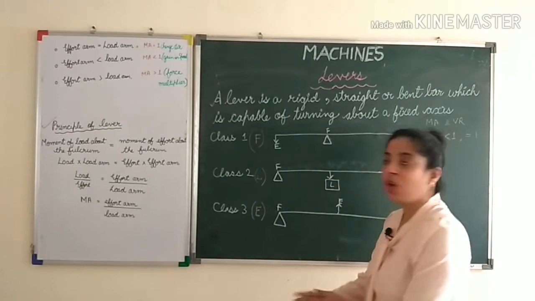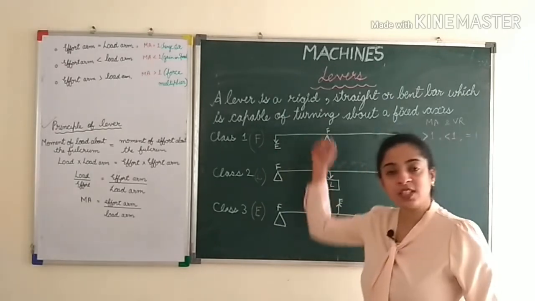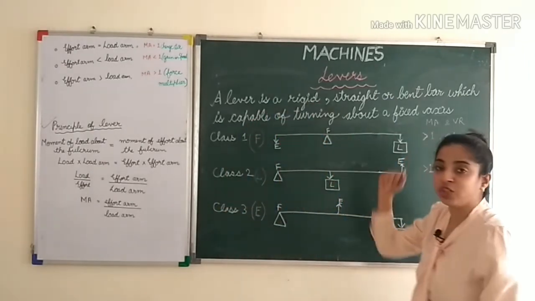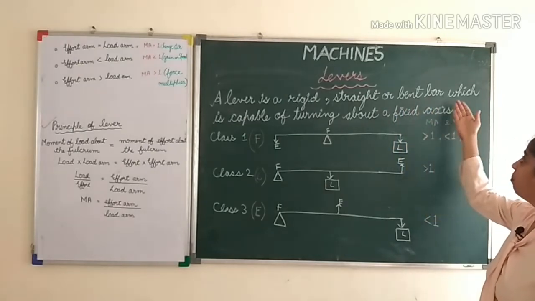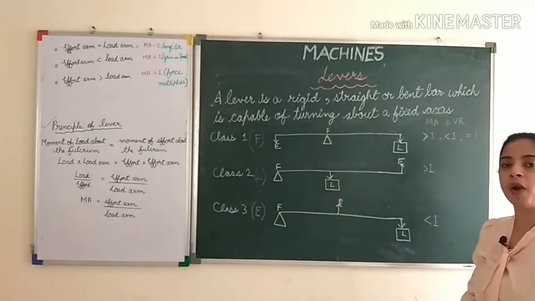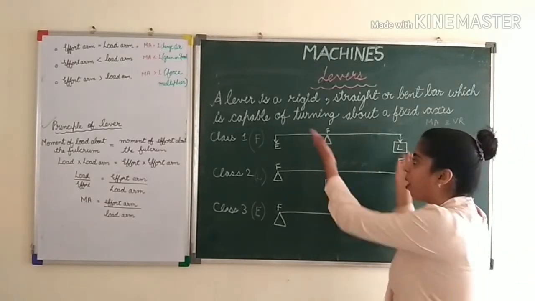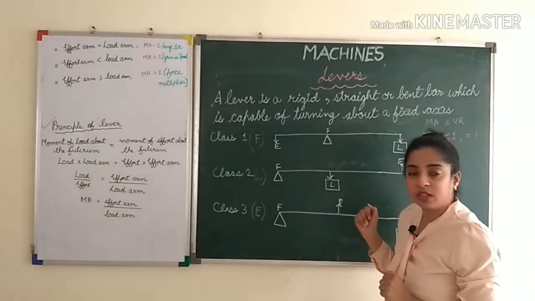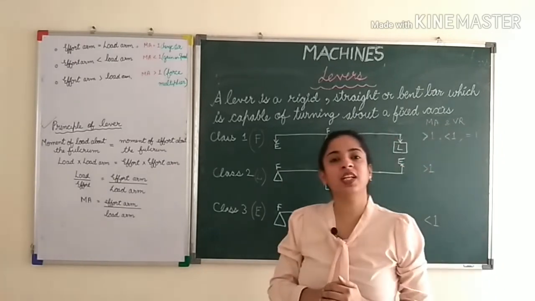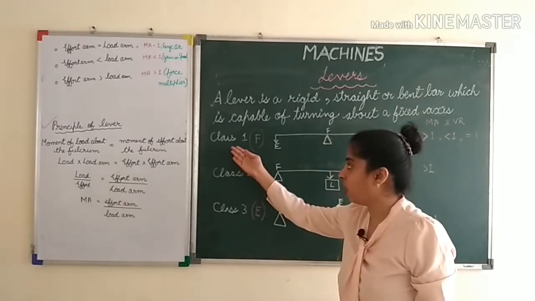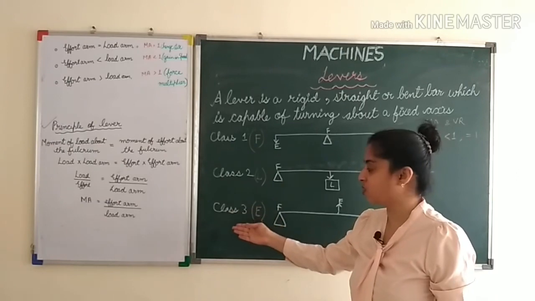Okay, so let's go ahead with levers. So what is a lever, students? A lever is a rigid, straight or bent bar which is capable of turning about a fixed axis. So there is a fixed axis known as fulcrum about which the lever turns. Okay, so there are different kinds of lever: class 1 lever, class 2 lever and class 3 lever.